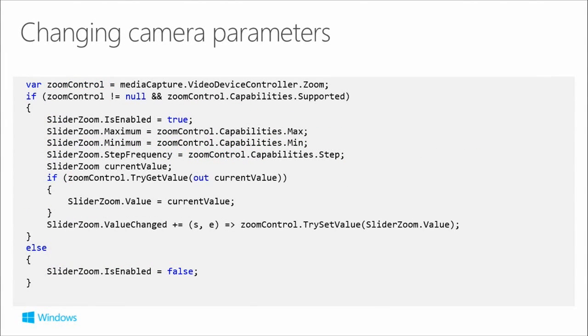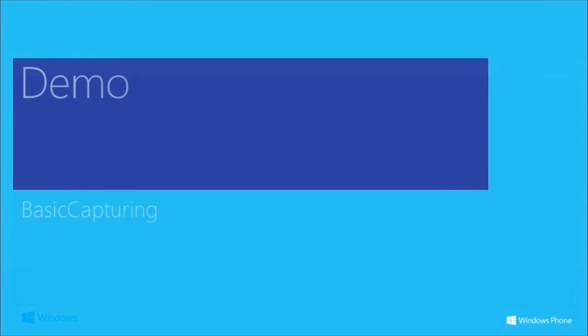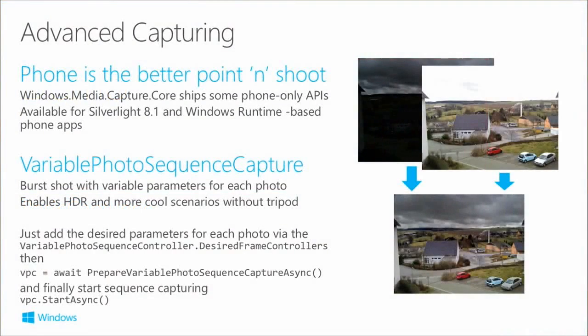Changing the camera parameters, which can be done in real time, is as simple as this: we've got a slider XAML control, and we've just connected that slider XAML control to the properties inside of our zoom control. So in this case, we'd be using the slider to zoom in and out dynamically. We'd be able to see all of these changes inside of the preview in our XAML. Which brings us to our next demo.